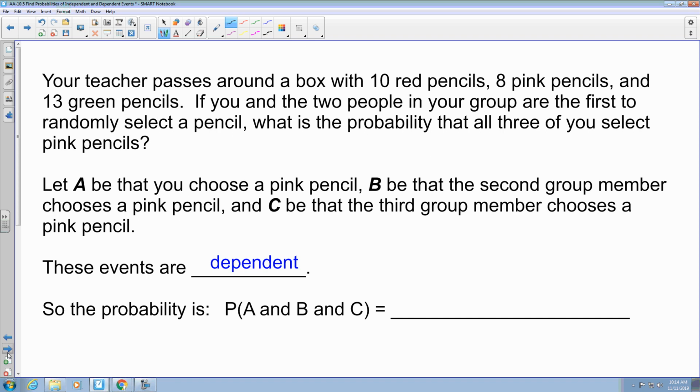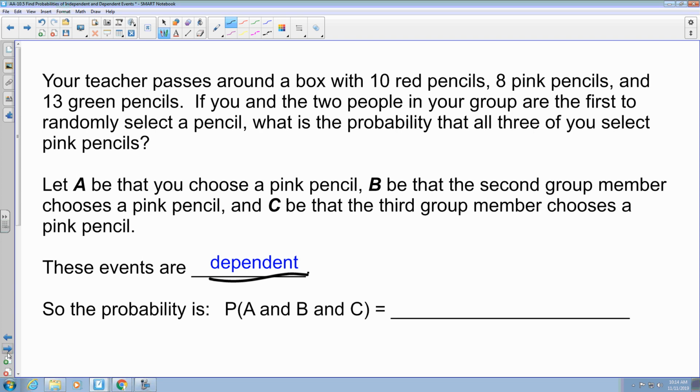So here it says your teacher passes around a box of 10 red pencils, 8 pink pencils, and 13 green pencils. If you and two students in your group are the first to randomly select a pencil, what is the probability that all three of you select pink pencils? So again, this is a dependent event here because you're taking pencils out, you're not putting them back in.